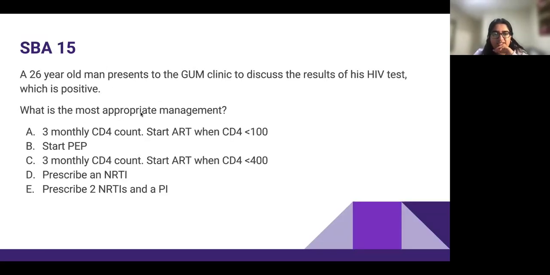Okay, so a 26-year-old man presents to GUM to discuss the results of his HIV test, which are positive. What is the most appropriate management? So the whole point of this is that they need to start ART immediately. As soon as they become positive, they should be consented to start ART.